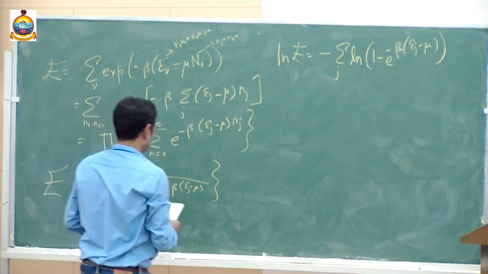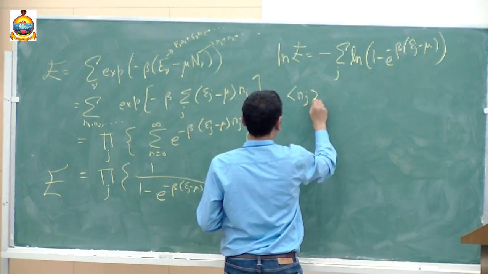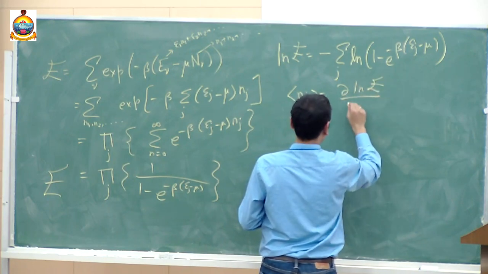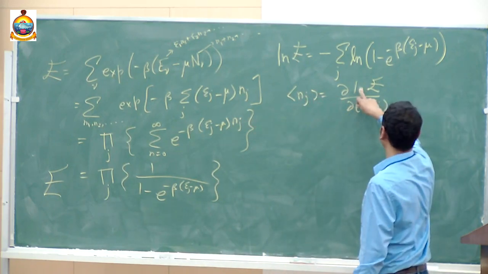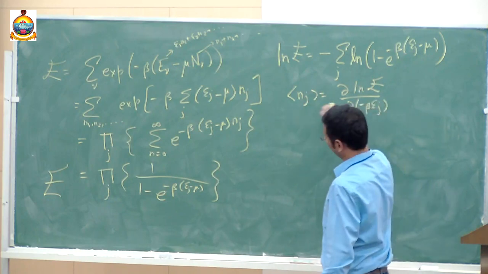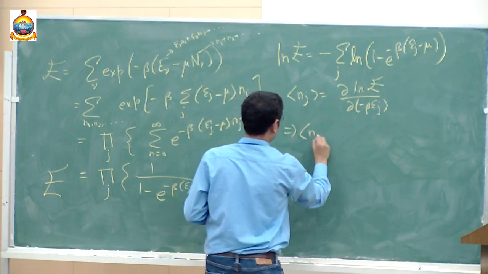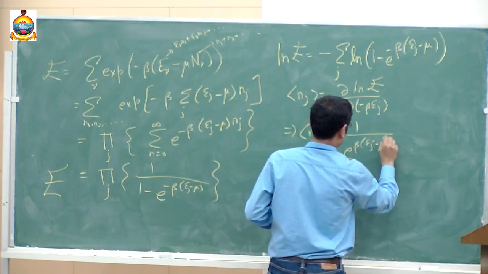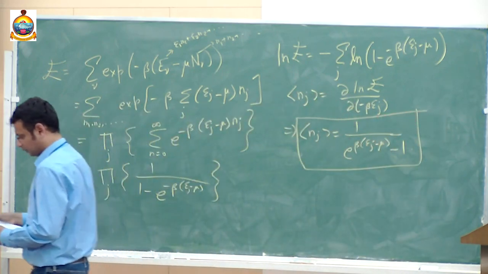Good. So now I leave it as an exercise for you. Again, you can show straightforwardly that the expectation of nj is given by d log of the grand canonical partition function. See, this is very easy to remember, right? In those cases, we just had log of z here. Instead of that, we have log of the grand canonical partition function here. And you can again try to derive it. It's very easy to derive. Good. So, when we do that, we get the following. This is the Bose-Einstein distribution function, right?